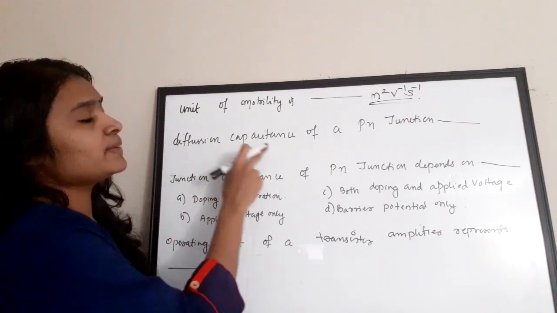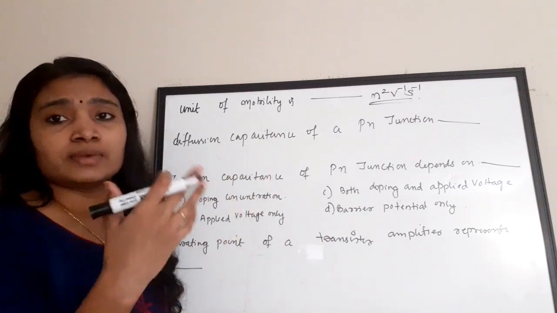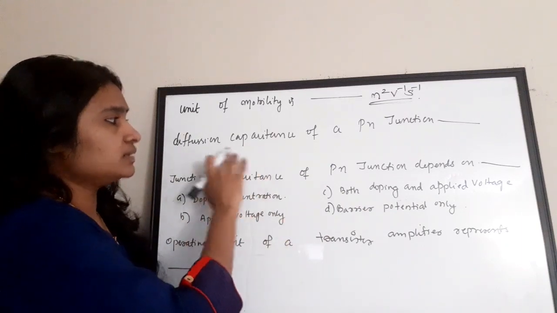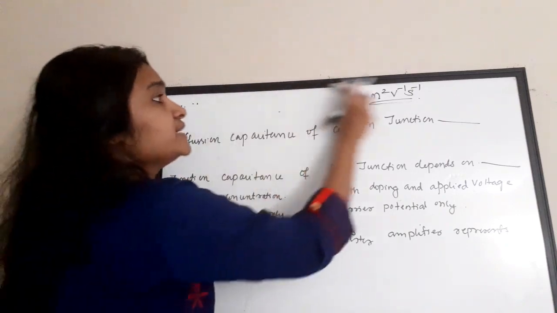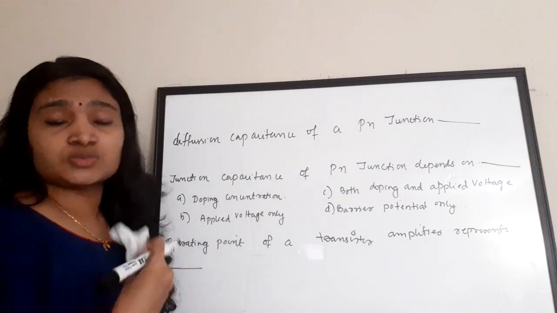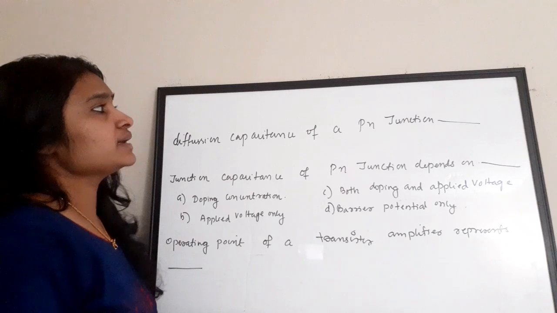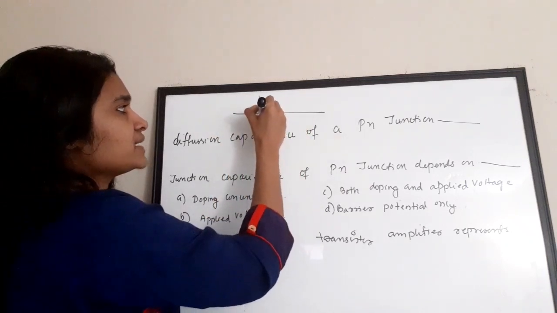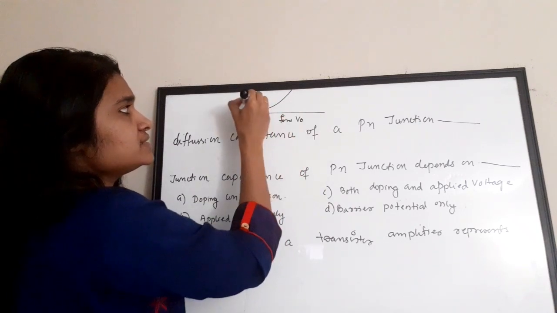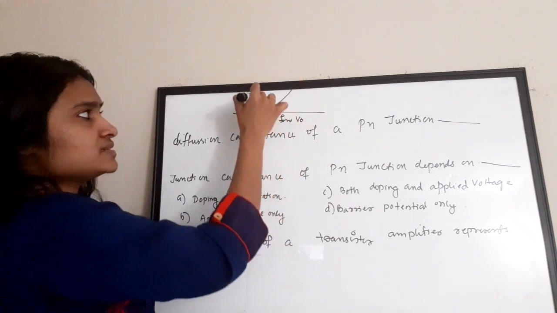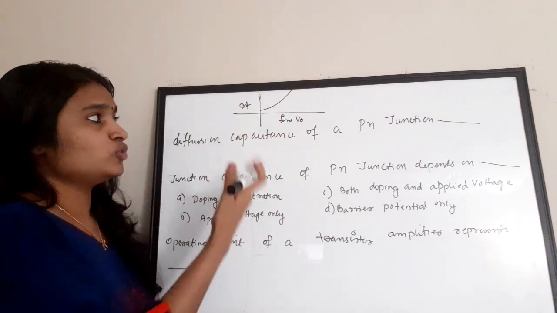Next question, diffusion capacitance of a PN junction dash. The question is regarding the curve of the diffusion capacitance, that is, its relation with the forward bias voltage. The options were: it exponentially increases with forward bias voltage, or it exponentially decreases, or it varies linearly. The correct answer, if you see the curve of diffusion capacitance, it is like this. If this is the forward bias voltage and this is the diffusion capacitance, then the diffusion capacitance exponentially increases with the forward bias voltage.